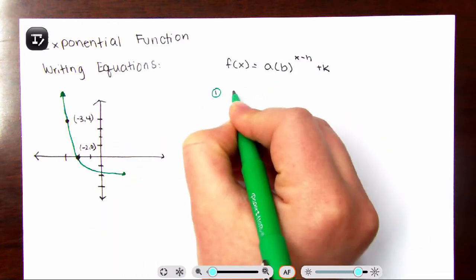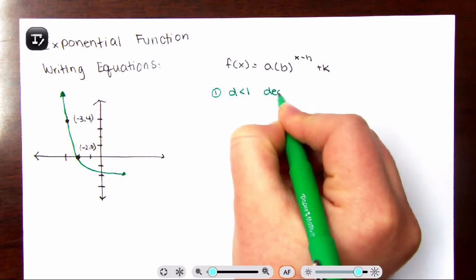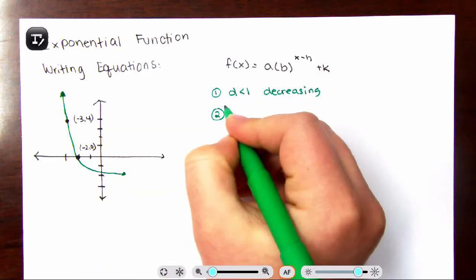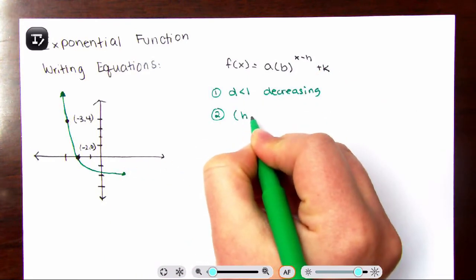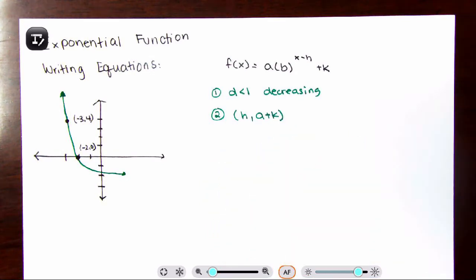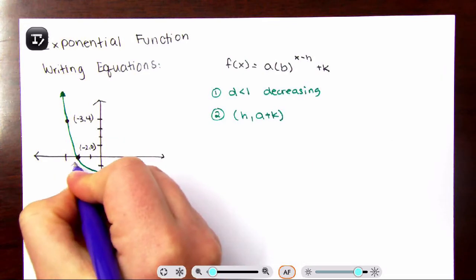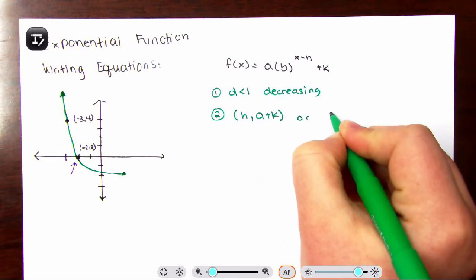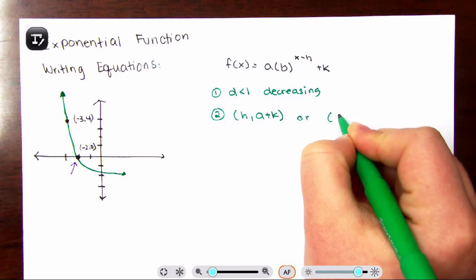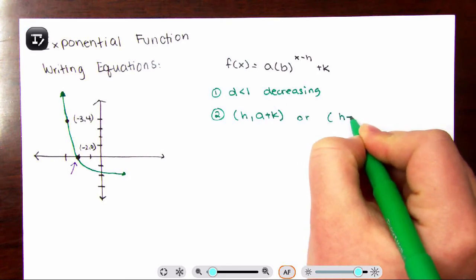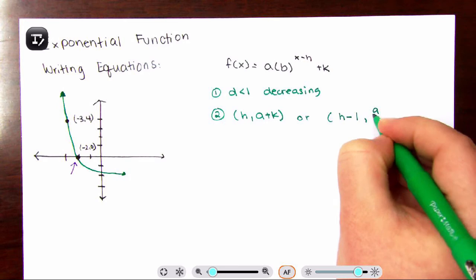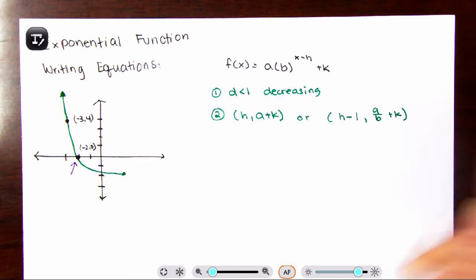First thing we know is that b is going to be less than 1. It is decreasing. And we know this by our lines going down, by our curve going down. Second thing is we're going to take our first reference point, which is h comma a plus k, and we're going to take our first reference point here. Now we have 2 to choose from, or you can do the other one, since it's decreasing, it's going to be your h minus 1, comma, ab plus k. You can choose one or the other.